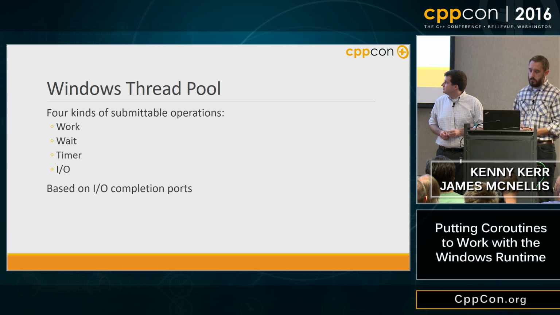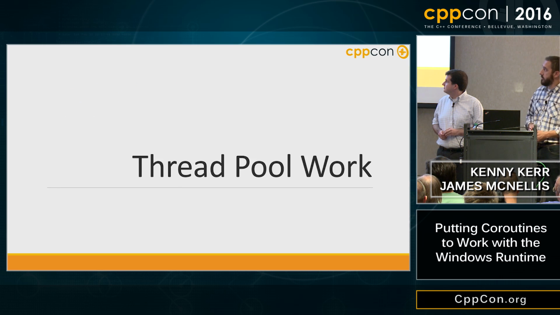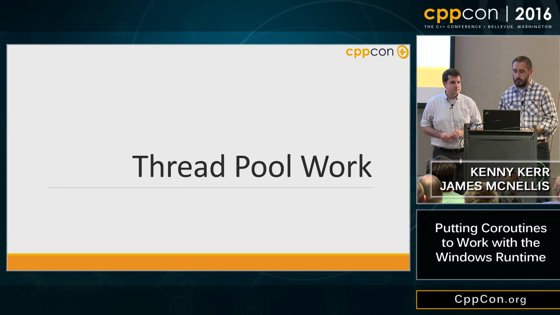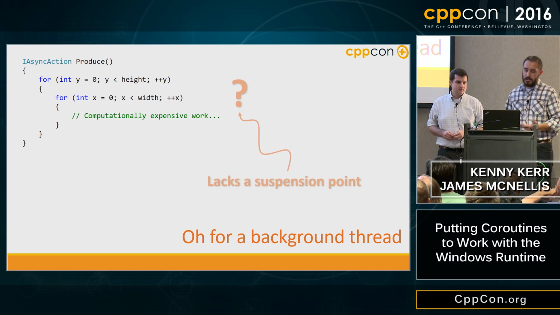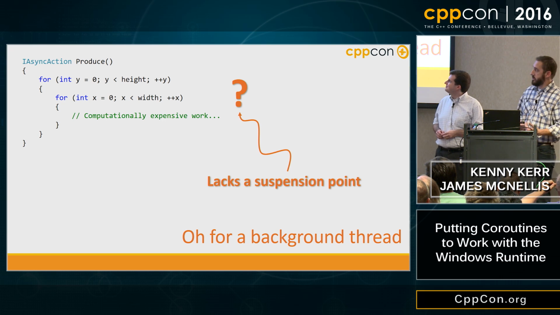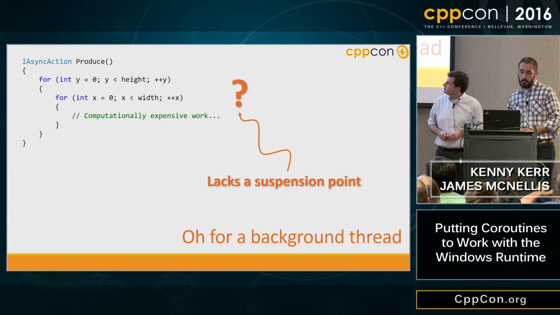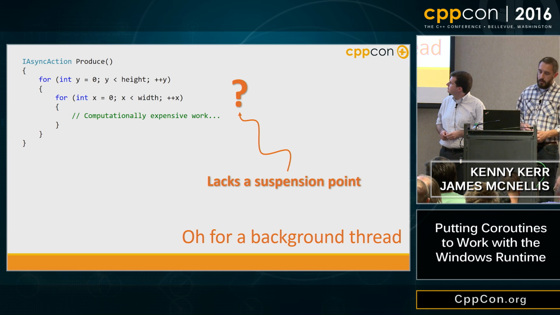So the first example is Windows thread pool work. The example here is, you have this really great coroutine. It does a whole lot of work. There's just one little problem with it. It just lacks a suspension point. So because of that, it never actually gets to the point where it returns to the caller so that the caller is free to do some other work concurrently. How do we solve that?